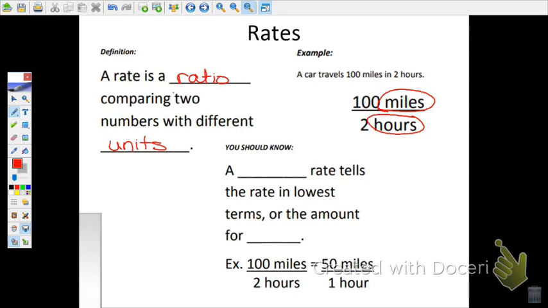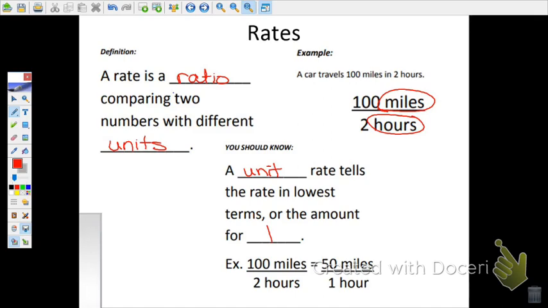Another place other than math that you might work with different rates would be in your science classes. And I know you guys do a lot of unit analysis and those kinds of things in your science classes. So you're working with different rates. On the you should know part, a unit rate tells the rate in lowest terms, or the amount for 1.